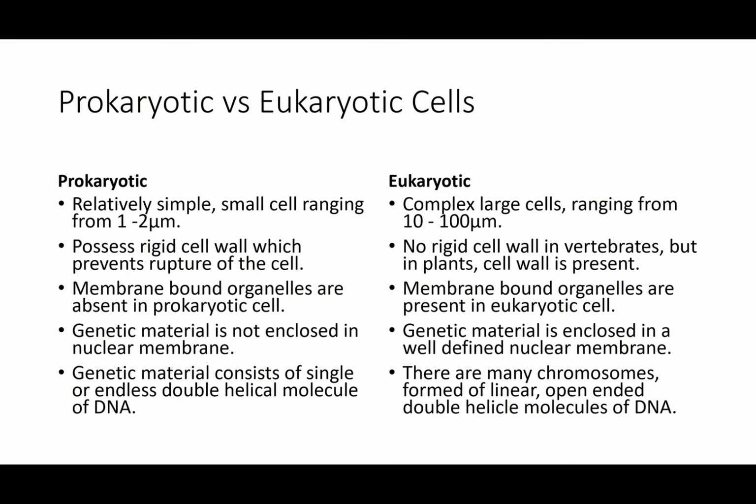Genetic material is enclosed in a well-defined nuclear membrane. This means our DNA is in a nucleus. And since prokaryotic cells don't have a nucleus, their DNA just floats around in the cell, in the water of the cell, which we call cytosol. There are many chromosomes, in the form of linear, open-ended, double helical molecules of DNA. I just spelled something wrong here. There are many different types of chromosomes. And they code for different things, basically.